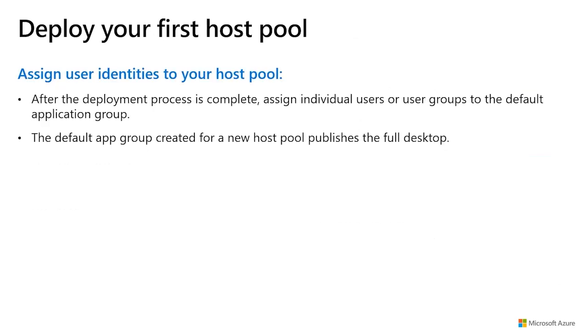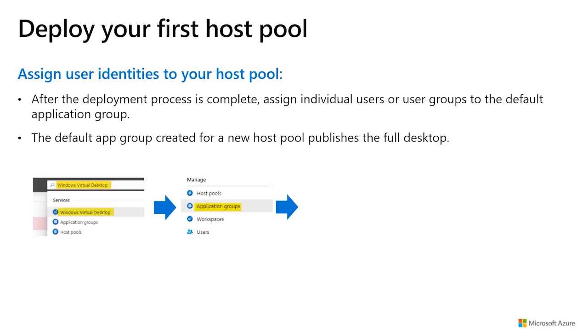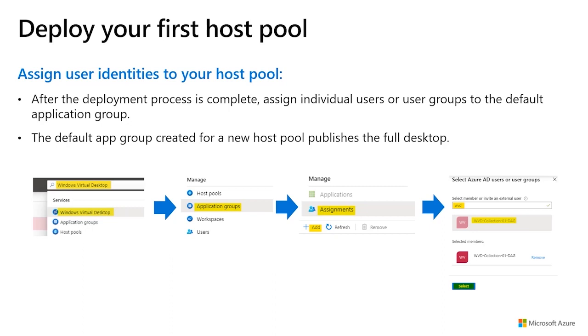So if you're done with the deployment of your first host pool, you need to assign users to that specific application group. So you can go back to the Azure portal and go to Windows Virtual Desktop, and then go to application groups, and then go to the assignments option, click on add, and as part of that you can select an Azure Active Directory group or user and assign that to that desktop or remote app, and then the user has access to that full desktop or remote app. So very easy, as you can see.